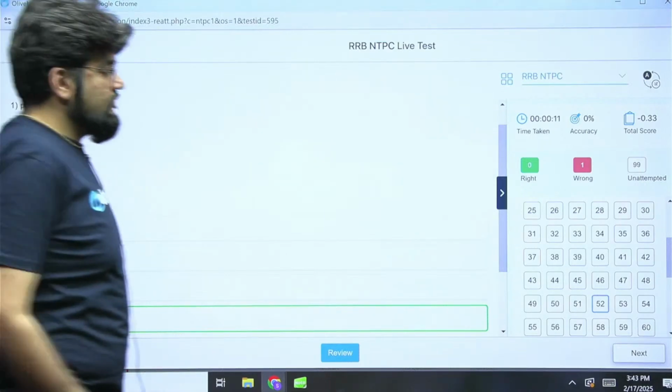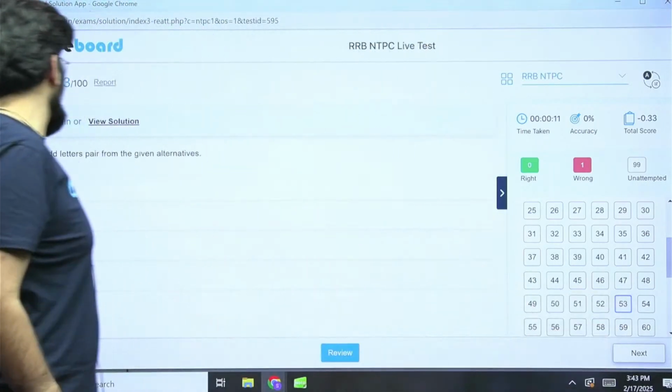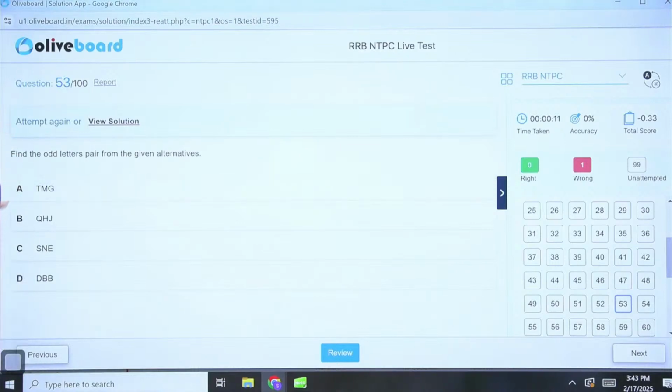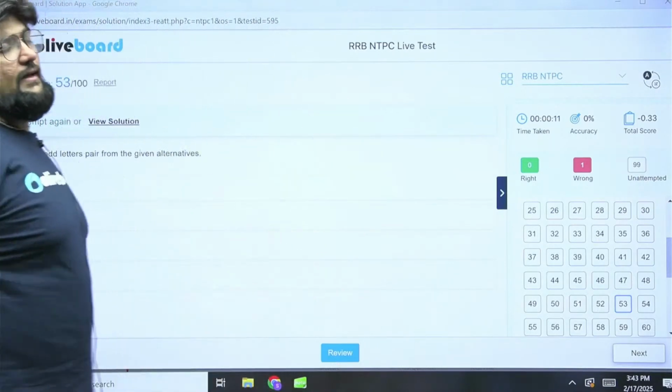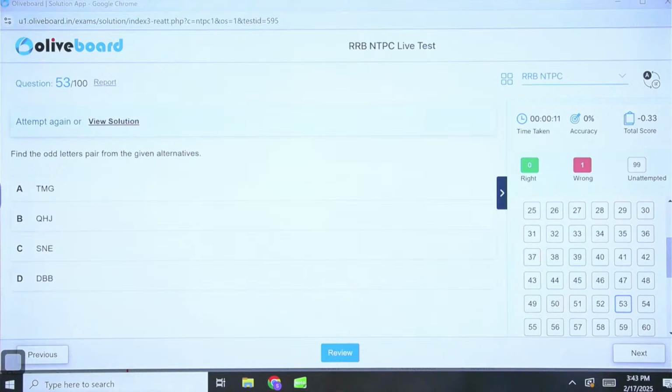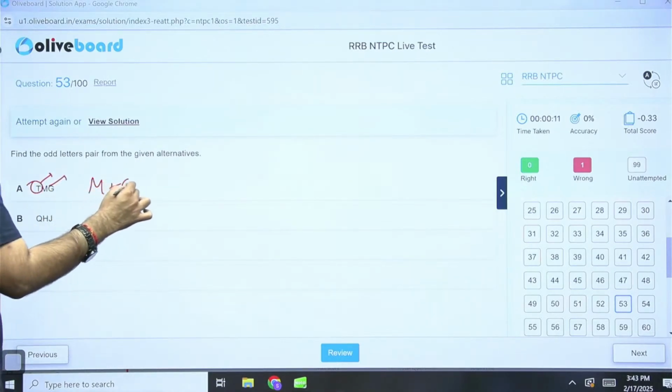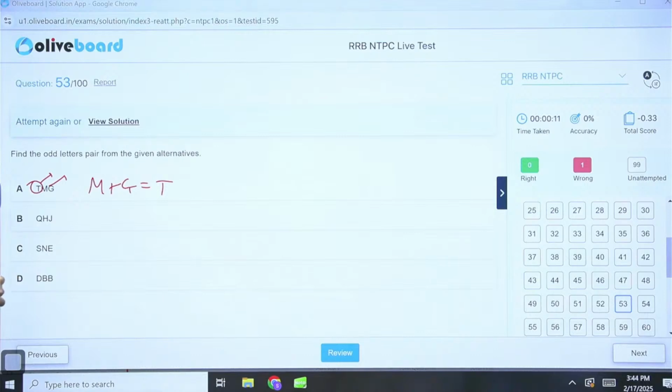Okay, the next one, 53. Odd one out. Odd letter pairs. This is an interesting question actually. When you closely observe, you might not get any logical sequence here wherein you are adding something and getting the next letter. But if you closely see, you will get 13 plus 7 becomes 20. So M plus G becomes basically T in terms of place value. 14 plus 5 becomes 19.